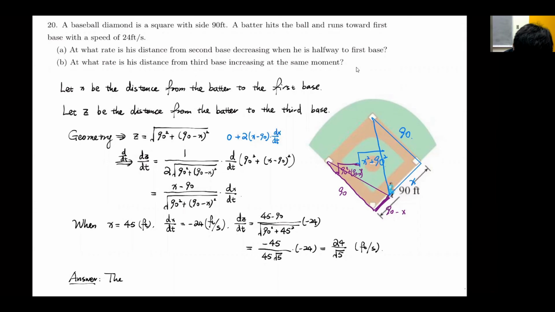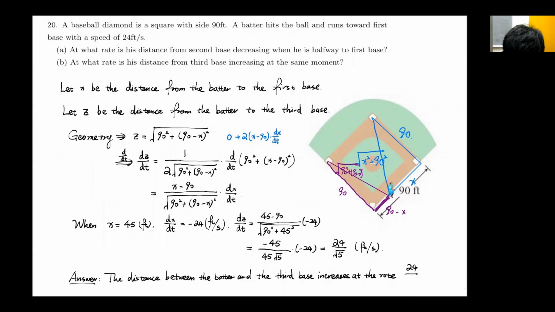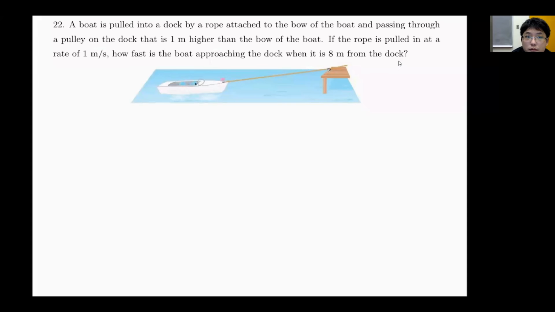So the distance between the batter and the third base increases at the rate of 24 divided by root of 5 feet per second. Okay, so this is the answer to part B.